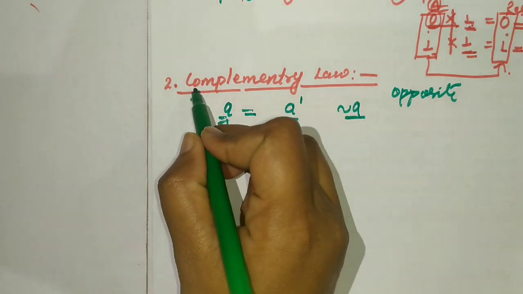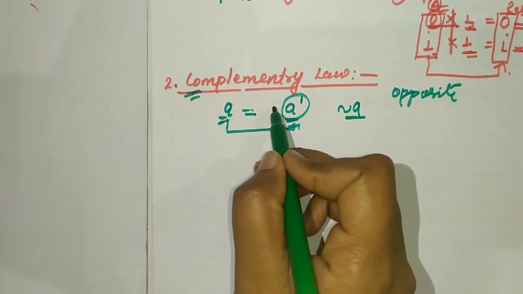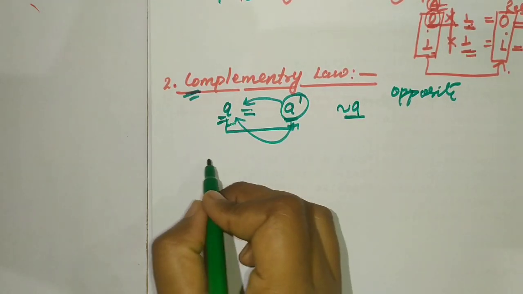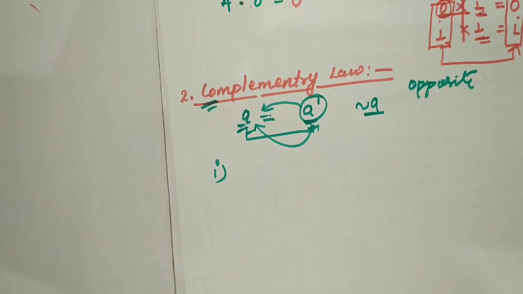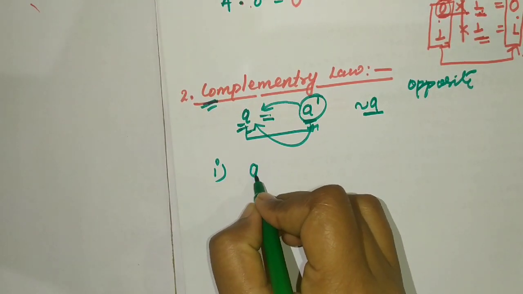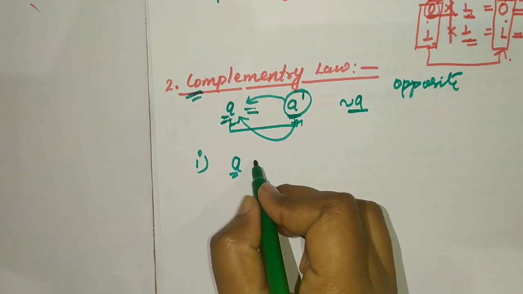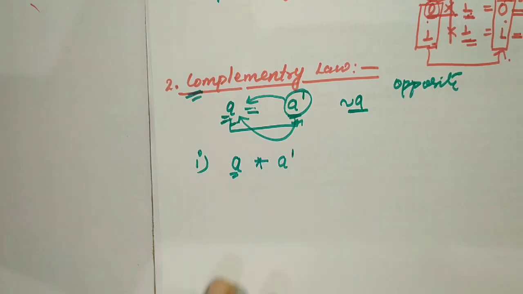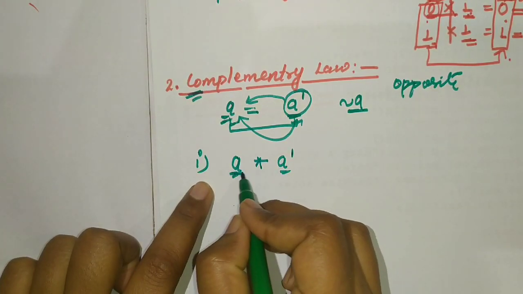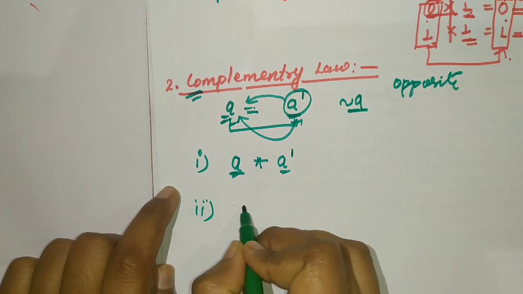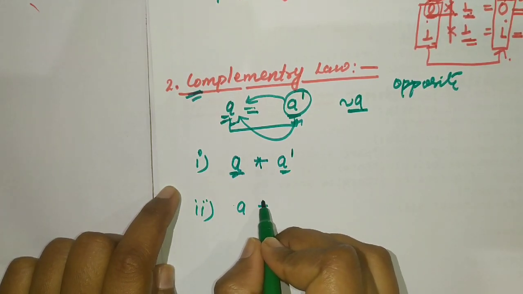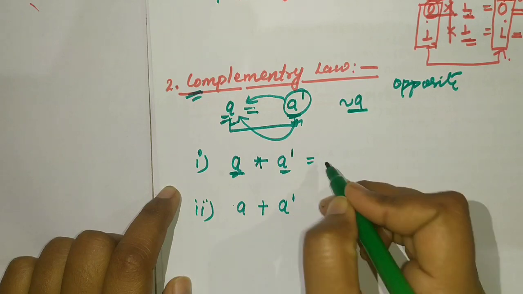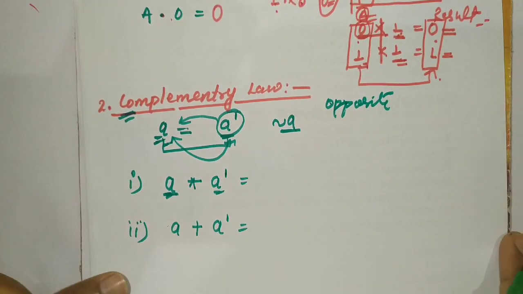So here we have to add this complement with the original number, and multiply this complement with the original number. So the first law of the complementary law is: this is the variable a, this is the input, then we multiply by the complementary value. This is the complement of a. The second one is: this is the input value, and add with the complementary value. So what is the output? Let's find the output here.